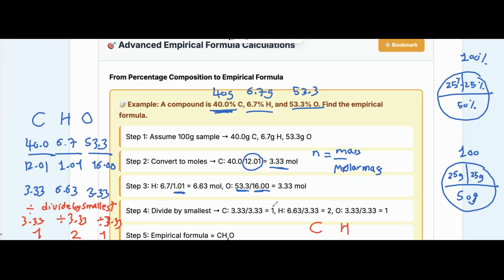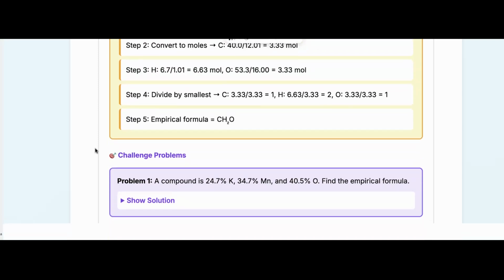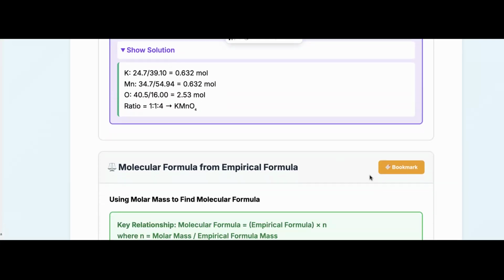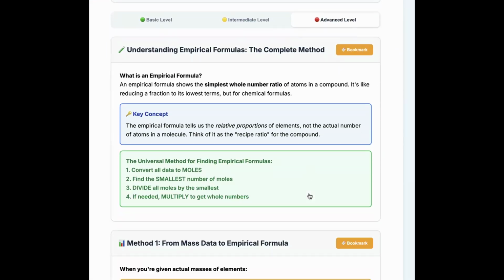So the ratio is 1 carbon to 2 hydrogens to 1 oxygen. Remember, I don't always write the 1 for hydrogen; I'm writing it here so you can understand it. But this is the simplest formula of my compound using the masses. So try to do this for potassium, manganese, and oxygen and find the empirical formula the same way we found it. And then we'll see the last part, which is molecular formula from the empirical formula and how we can do it.